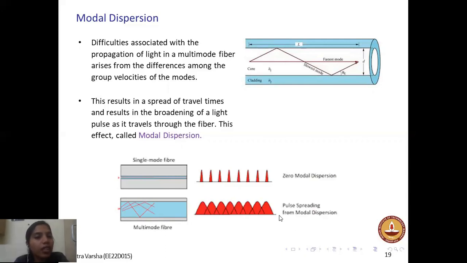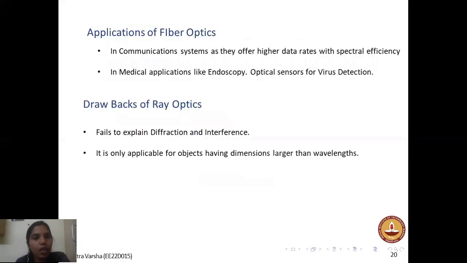This kind of difficulty with the propagation of light in a multimode fiber arises from the differences among the group velocities of the modes, as group velocity is the velocity at which the entire information is transmitted. Since each wavelength arrives at different timings, the velocities also change. The spread is called modal dispersion.